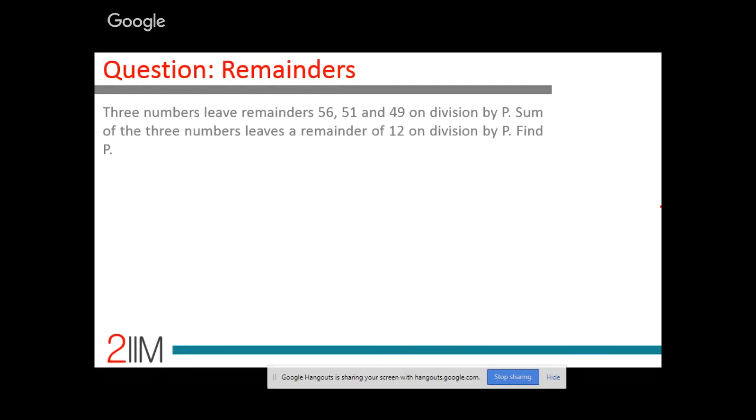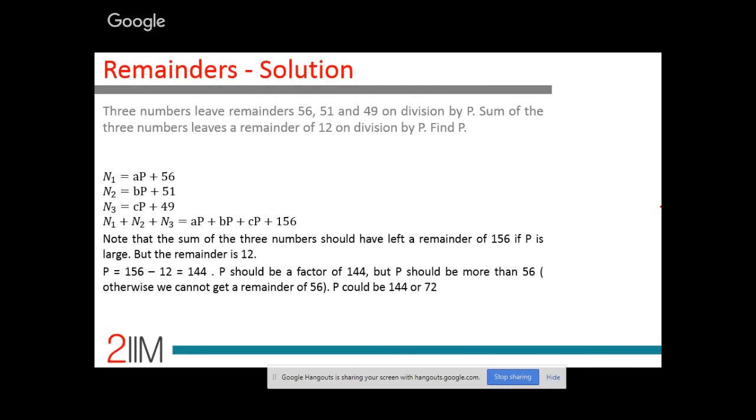Should we discuss this one? So again, it comes from just first principles. A number on division by P leaves a remainder 56. That number can be written as nP plus 56. Sorry, nP plus 56. So just that, nothing more than that. So the numbers are AP plus 56, BP plus 51, CP plus 49. If we add these 3 numbers, we should get AP plus BP plus CP plus 156. Remainders get added. We know that. So this number is a multiple of P plus 156, which is nothing but a multiple of P plus 12. We're told that the sum of the 3 numbers divided by P leaves remainder 12. So remainder of 156 is same as remainder of 12.